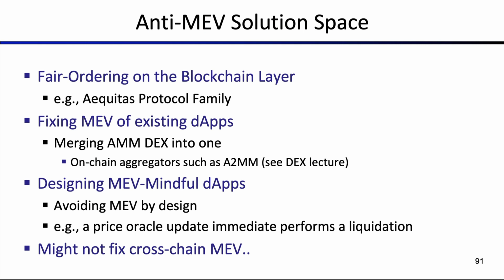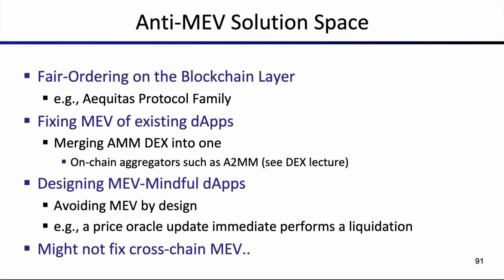What we can do is merge AMM DEXs into one. We can build an on-chain aggregator, as we discussed in the DEX lecture. We can design MEV-mindful dApps, so we can try to minimize MEV by design. For example, if there's a price Oracle update in a liquidation platform, maybe this Oracle update immediately performs a liquidation instead of leaving that opportunity to others, and the liquidation proceeds can then be distributed to, for example, token holders. I believe there's quite some interesting design space to protect from MEV.